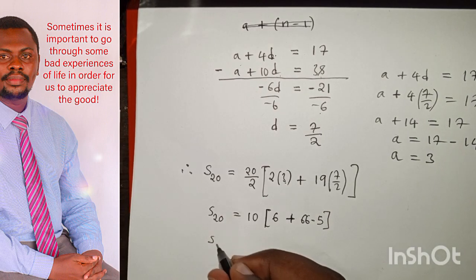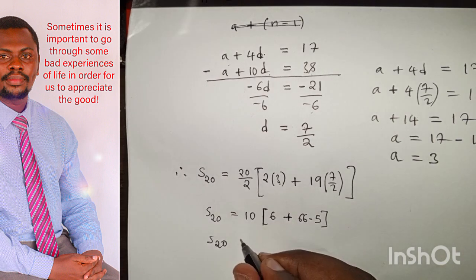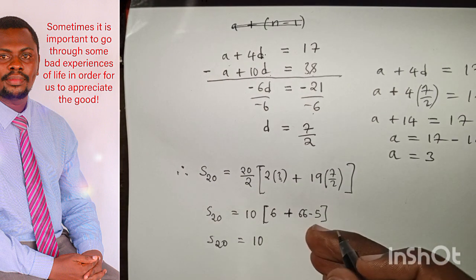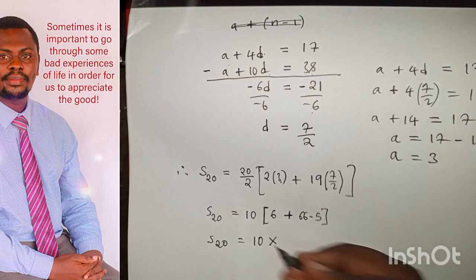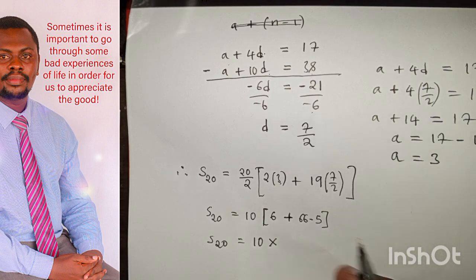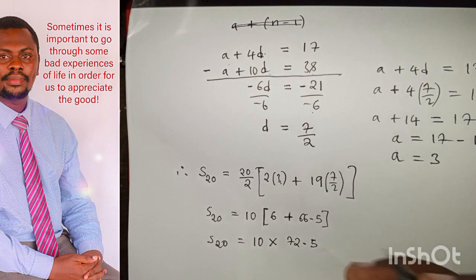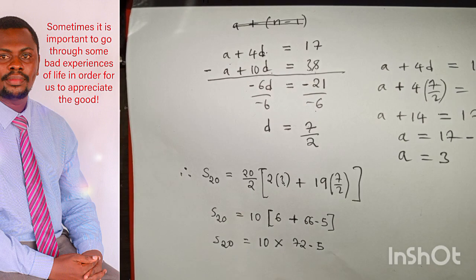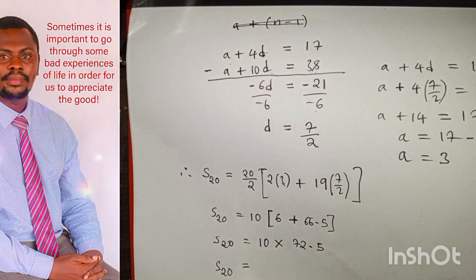So we have S sub 20 is equal to 10. Here we have brackets, it means we are multiplying. So multiplied by 6 plus 66.5. We are going to have 72.5. So we have S sub 20 is equal to, what is 10 times 72.5?